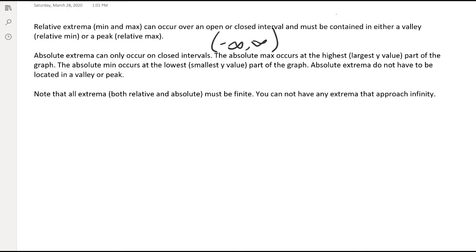And as we discussed in previous videos, relative extrema can only occur within these valleys or peaks. If you're in a mountain valley, as I call it, you have a relative minimum. If you have a peak, you have a relative maximum.